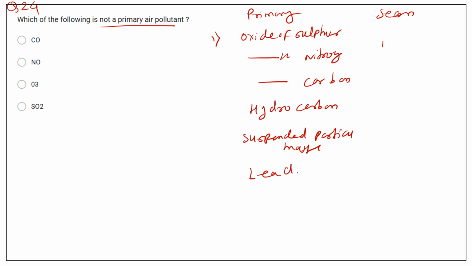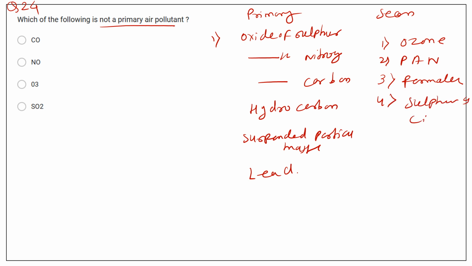Then secondary air pollutants are ozone, then PAN, which is peroxyacetyl nitrate, third is formaldehyde, fourth is sulfuric acid. So these are the secondary air pollutants, and here in the question they ask which of the following is not a primary air pollutant. So here ozone is not a primary air pollutant; ozone is a secondary air pollutant. So the third option is correct here.